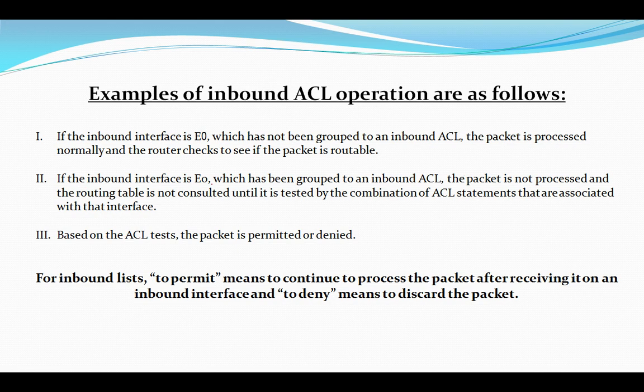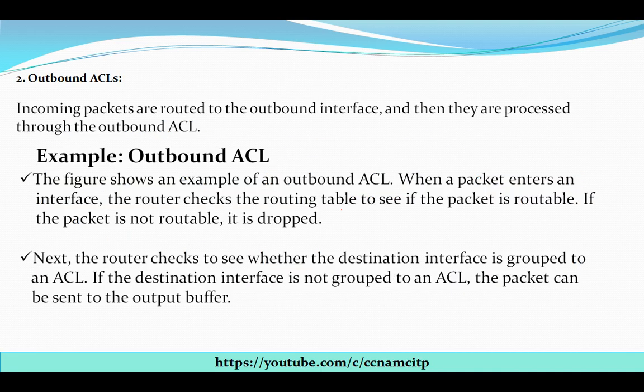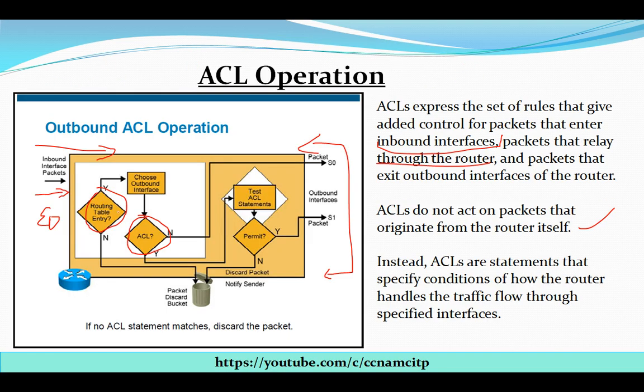If the inbound interface is Ethernet 0, which has been grouped to an inbound ACL, the packet is not processed and the routing table is not consulted until it is tested by the combination of ACL statements that are associated with that interface. If that interface is grouped to that ACL, the router will not check the routing table, and will go for the test. I will show you here. So it will not go to this side. It will go to this test of ACL statements.